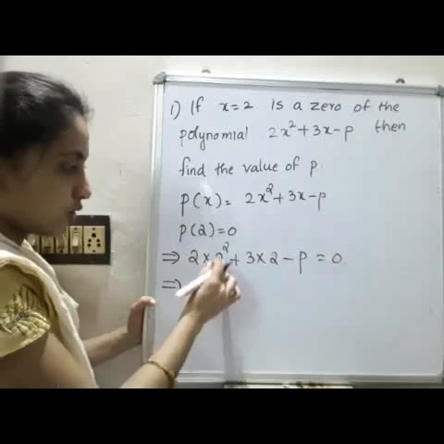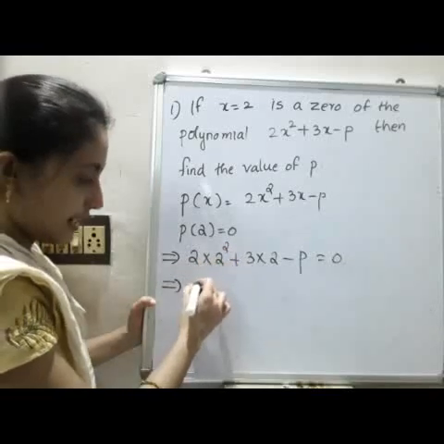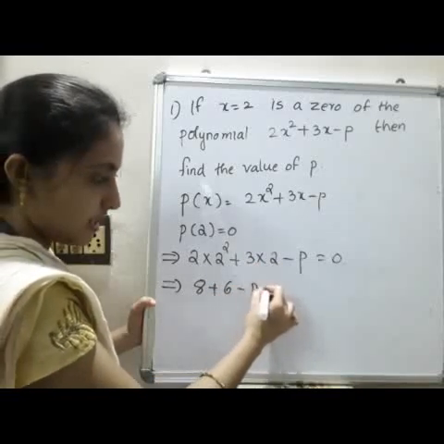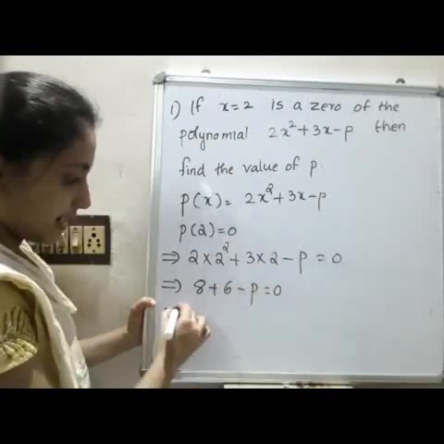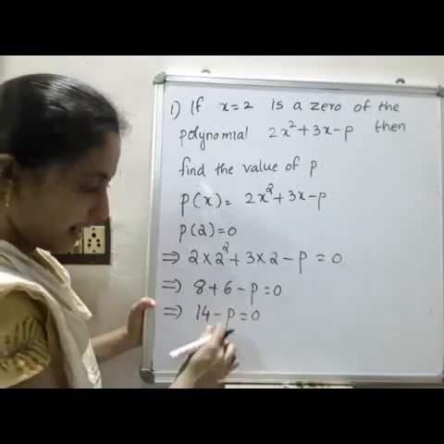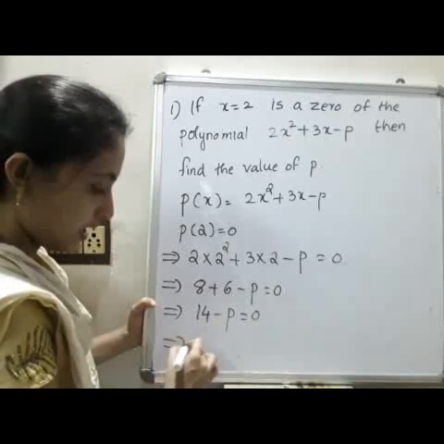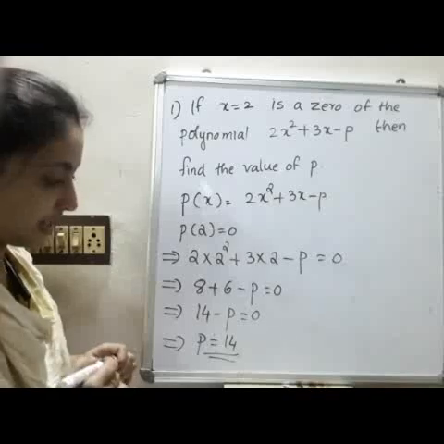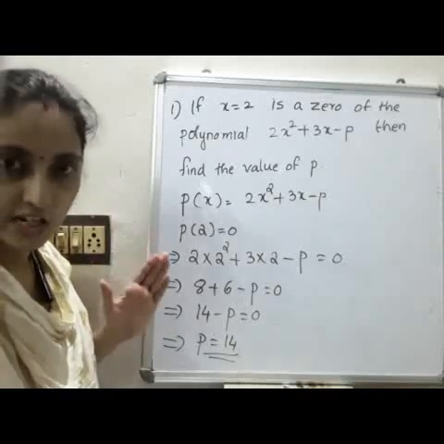2 into 2 square is 4. 4 into 2 is 8. 8 plus 3 into 2 is 6, minus p is equal to 0. That gives us 14 minus p is equal to 0. Minus p, when we move to this side, becomes p. So p will be equal to 14. So the value for p is 14. This is the application level question.